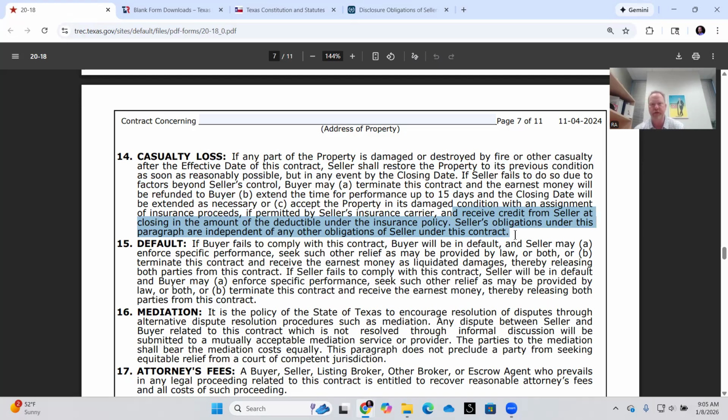But don't let the insurance fade away, right? Don't let it terminate, okay? Because if closing's delayed a couple of days and we don't have insurance on it, that could be an issue.